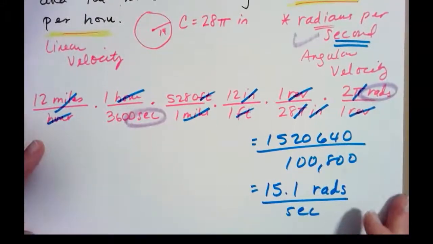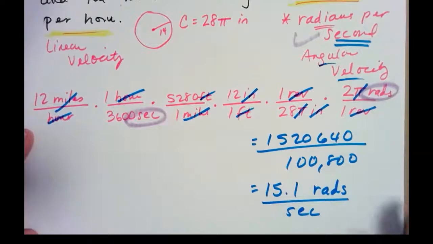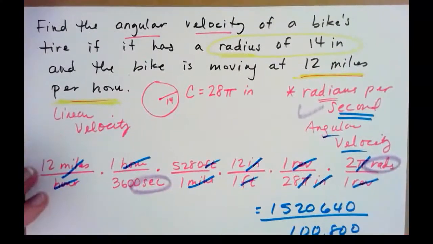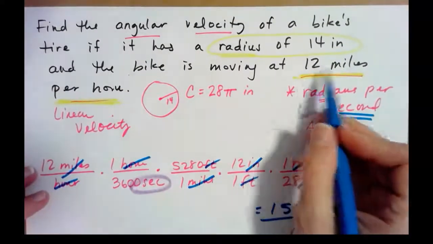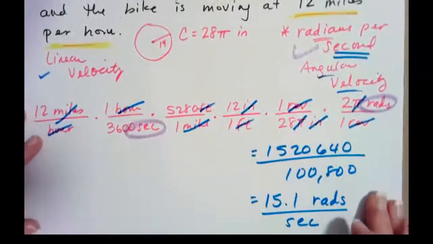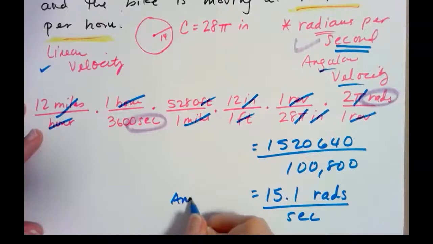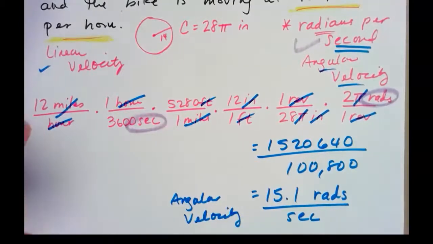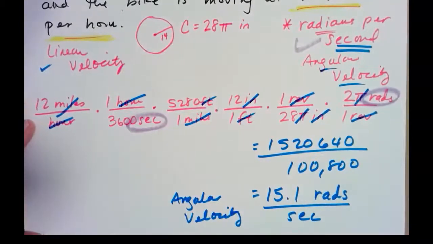That's the angular velocity of the bike. Remember, the bike was moving at 12 miles per hour. That was the linear velocity. And we just converted that through dimensional analysis to the angular velocity. The angular velocity is the rate at which the rotation is changing. In this case, it's changing 15.1 radians every second.